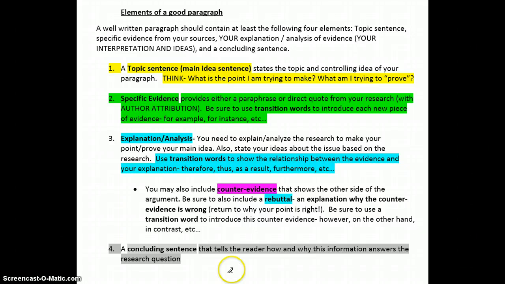So, let's see how this looks in practice. I'll read an example paragraph and highlight the different ideas. Yellow for main idea or topic sentence, green for reason or specific evidence, blue for explanation or analysis statements, pink for counter evidence, and gray for the concluding sentence. Think about what might be missing as we go along.